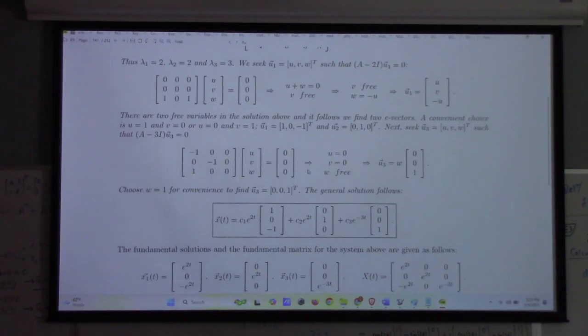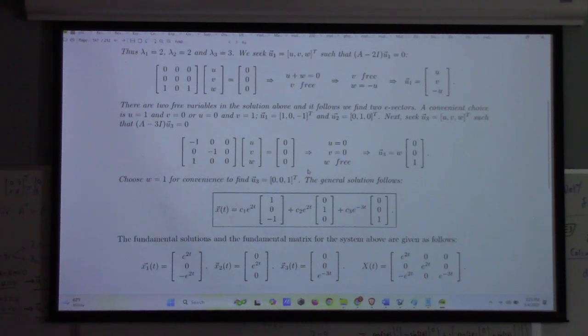So I want you to notice something here. The eigenvalue 2 was repeated. I have not multiplied the solution by t.